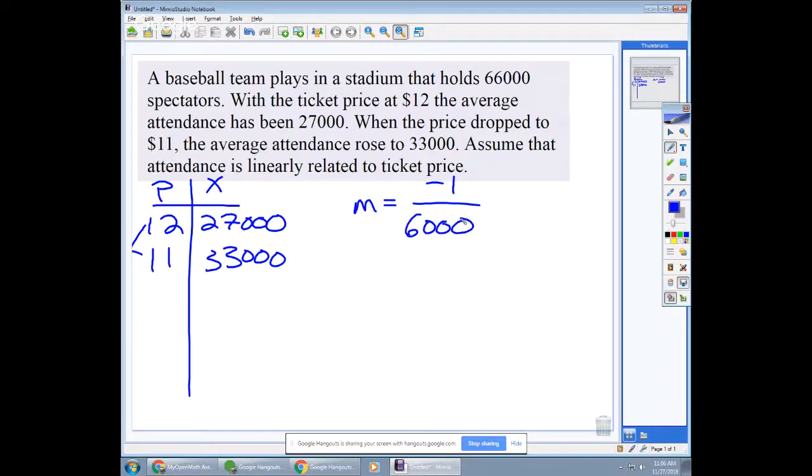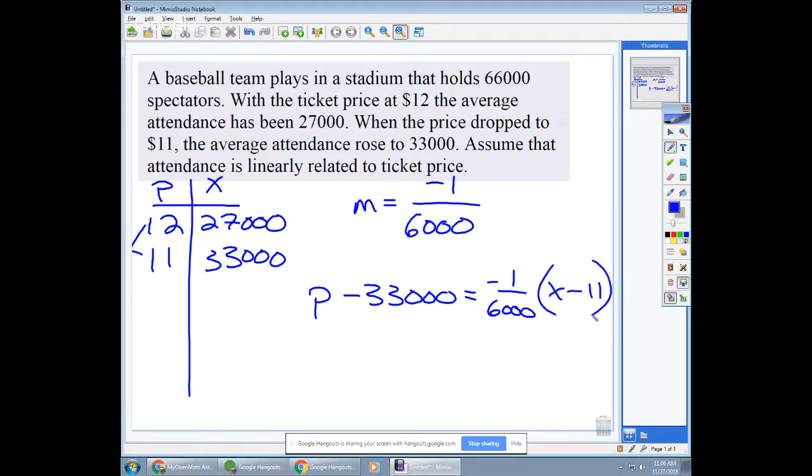Okay. And if we just pick one of the points, I'm letting p be my y. So I would have p minus, I like 33,000 better, it's a cute number. p minus 11 would be equal to negative 1/6000th times x minus 33,000.